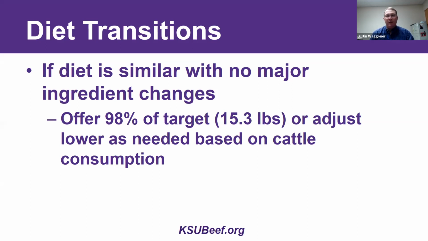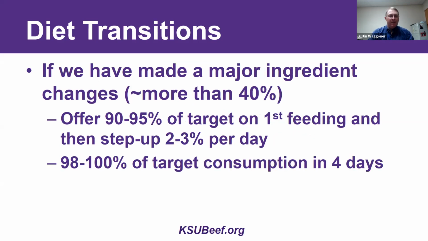Now, often in diet transitions, we have to make some judgment calls. If there's some issue due to weather or other factors, we can adjust that consumption down. That's just a good benchmark, to offer about 2% less than what those cattle were currently consuming on a dry matter basis. So what if we have made some major ingredient changes? I would define that as anytime we've changed more than 40% of that ration. In that particular scenario, I'm going to offer about 90 to 95% of that target on the first feeding, and then maybe step those cattle up 2 to 3% per day.